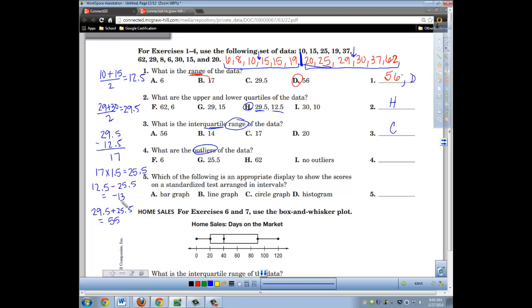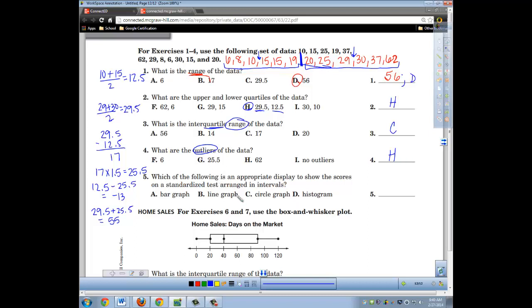So for the outliers, we want to see, is there any number in my list less than negative 13? No, my smallest number is 6. Is there any number bigger than 55? Yes, 62, so it's H. So remember, an outlier is any number that's too small or too big compared to the rest of your numbers.